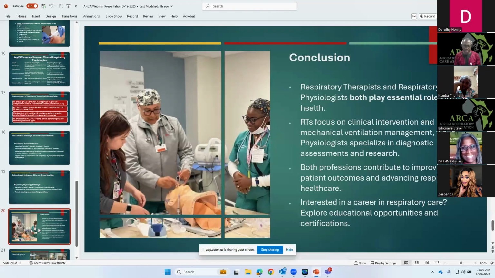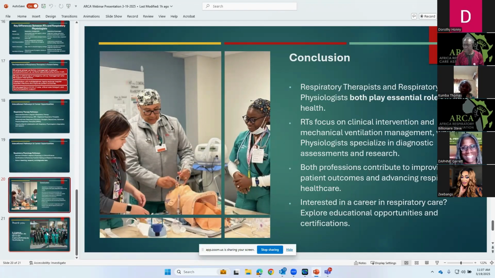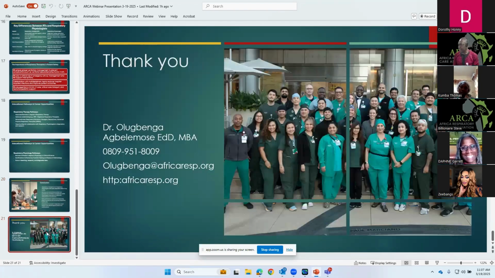Hopefully, we will have our own association very soon, which hopefully is going to be the Nigerian Association for Respiratory Care. That way we will continue to promote the respiratory profession in Nigeria.